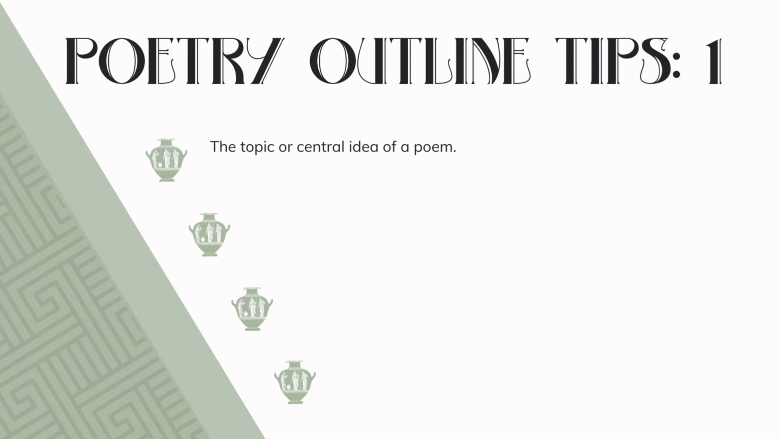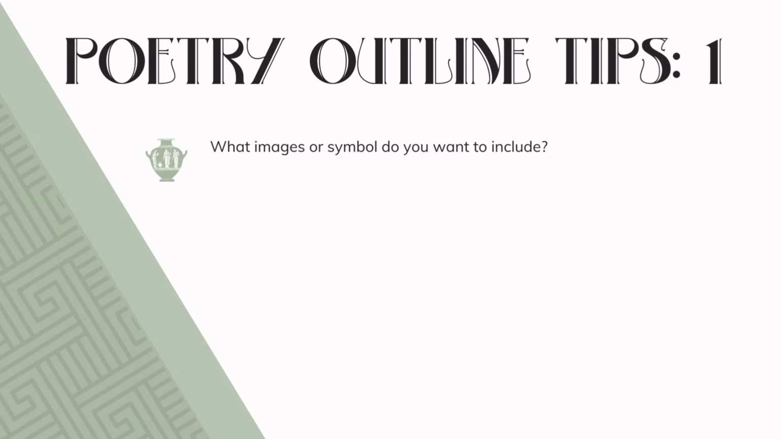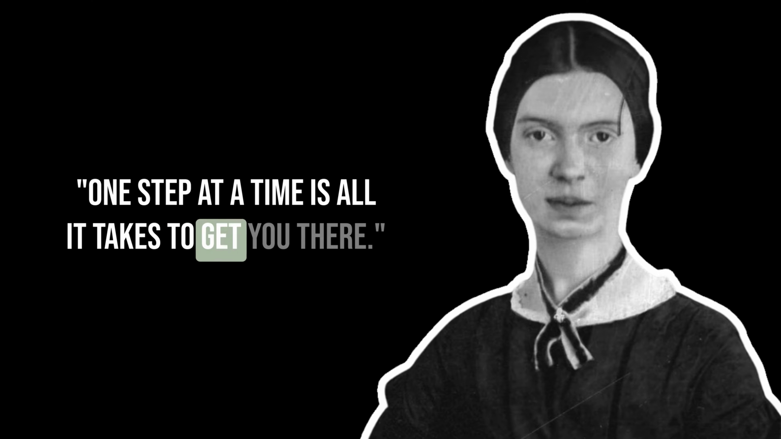The topic or central idea of a poem. What feelings or emotions do you want to convey? What theme or message do you want to communicate? The poem's overall structure, such as stanza, rhyme scheme, etc. What images or symbols do you want to include? One step at a time is all it takes to get you there.